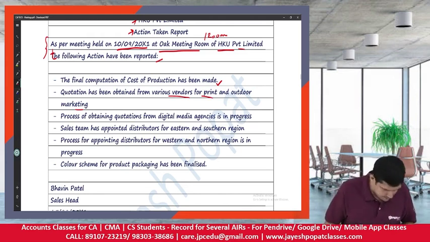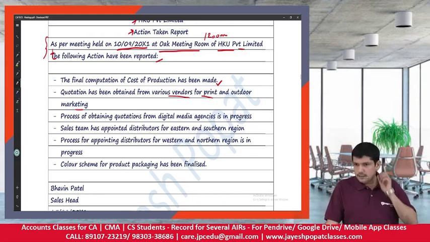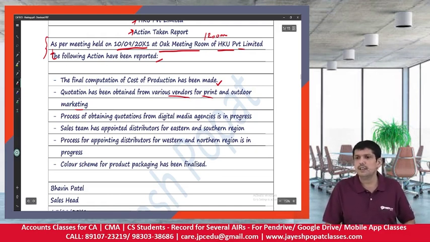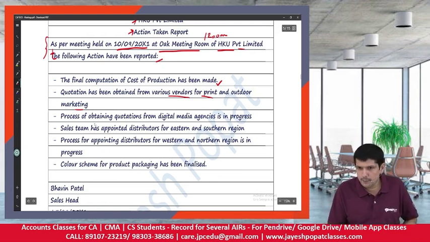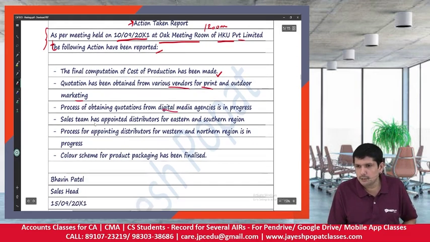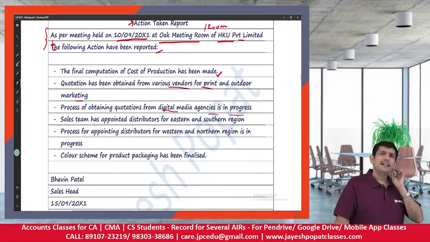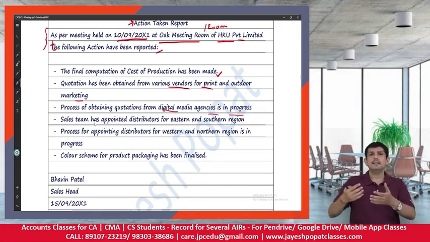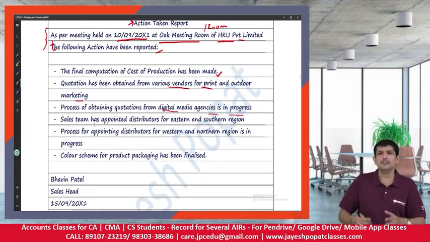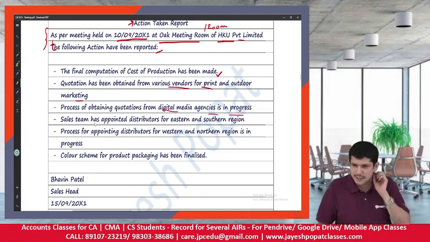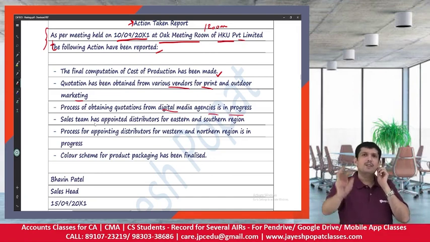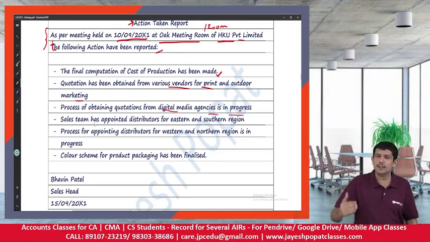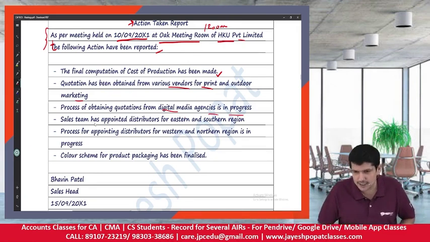So in that case, it says that quotations were obtained from various vendors for print and outdoor marketing. Then the process for obtaining quotations from digital marketing agencies is in progress. If you say, okay, we have completed everything, then there will be no spice in the report. You will not be able to add more points. So we have bifurcated it into two parts very smartly. We have said that some part of the work has been done and some part of the work is to be done as yet.